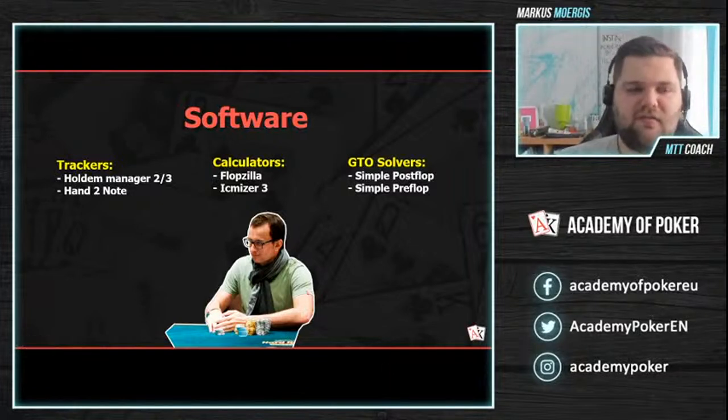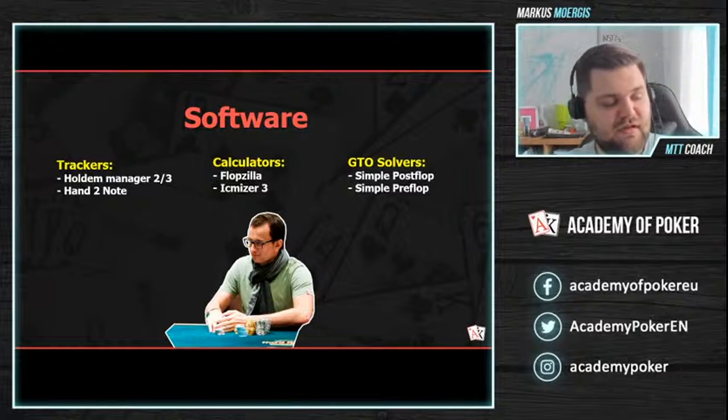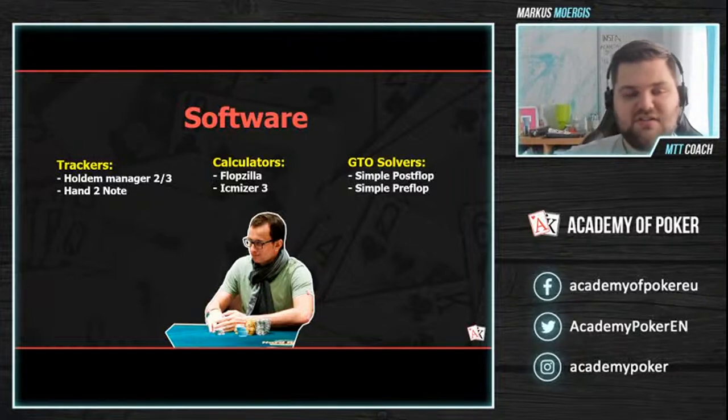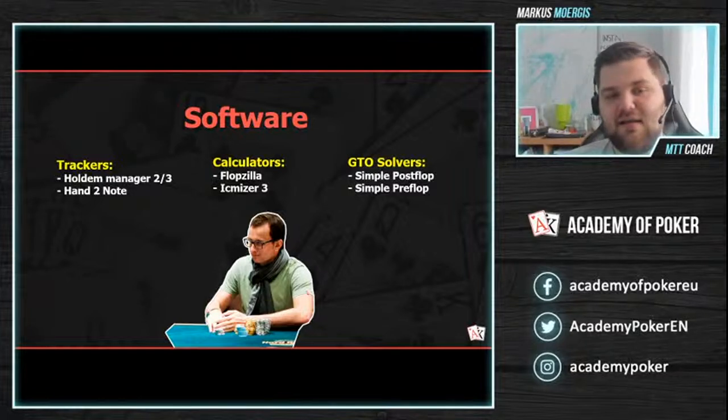So, talking about the software. We have trackers, we have calculators, we have GTO solvers you can use. For trackers, we have, for example, Hold'em Manager. Hold'em Manager 2 was the latest version up until last year. Now we got Hold'em Manager 3 that changed some stuff, but all in all, it's still a database where you can gather your stats while playing on the sites.